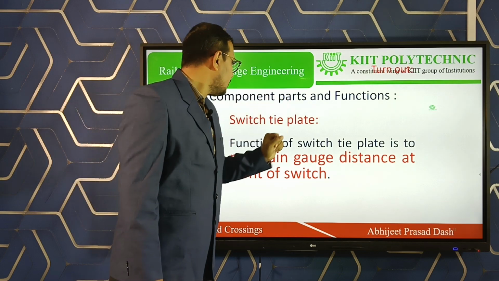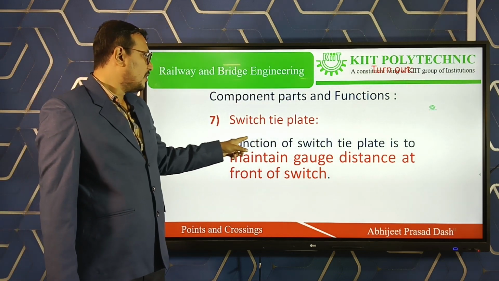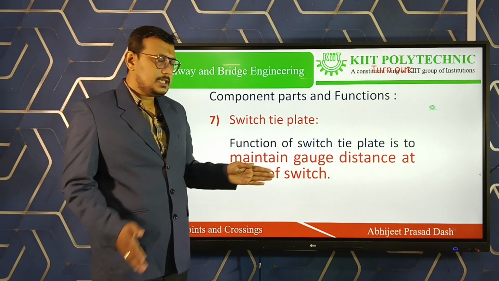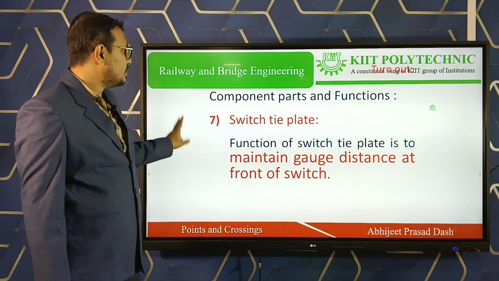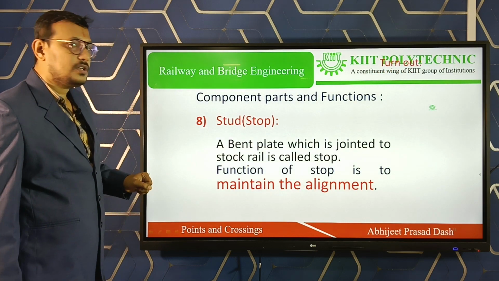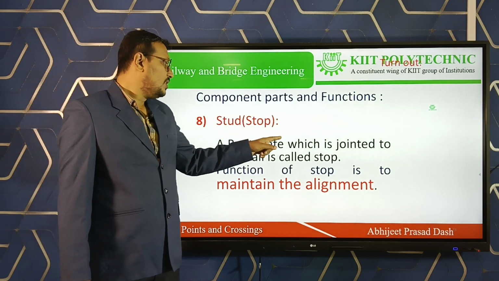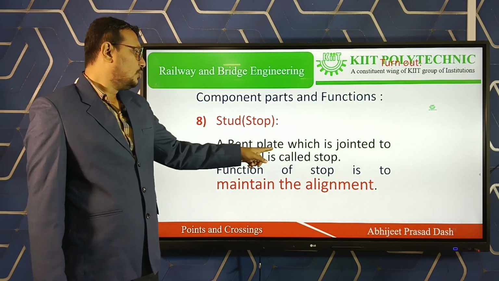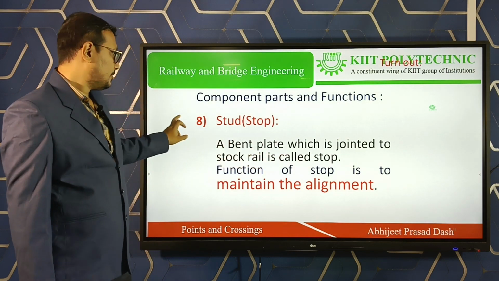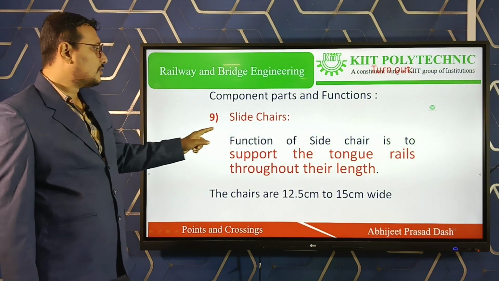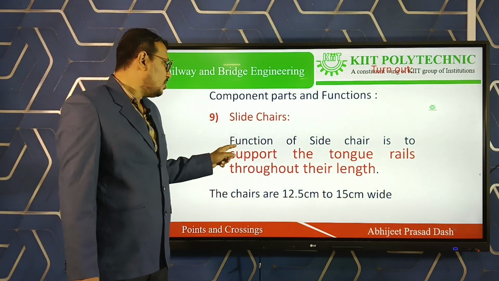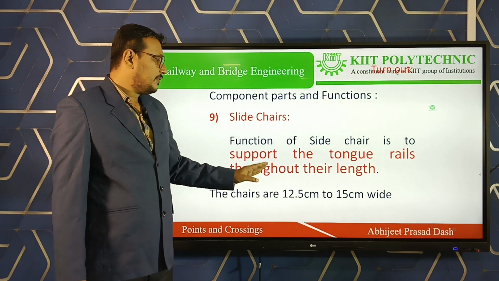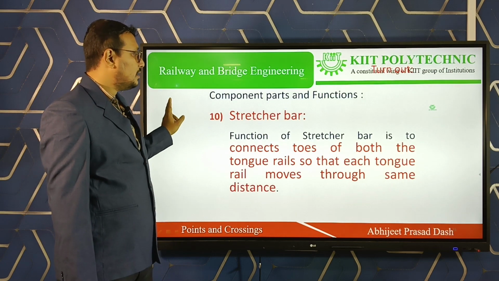Components and parts and functions, switch tie plate. Seventh component: function of the switch tie plate is to maintain gauge distance at the front of the switch. Then stop, also called stop. A bent plate which is jointed to stock rail is called stop. Function is to stop and maintain the alignment. Slide chairs. Function of a slide chair is to support the tongue rails throughout their length. The chairs are 12.5 centimeter to 15 centimeter wide.